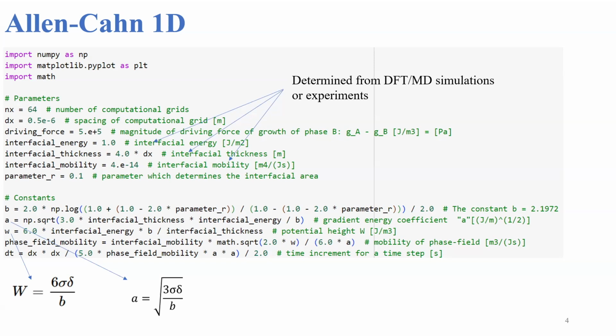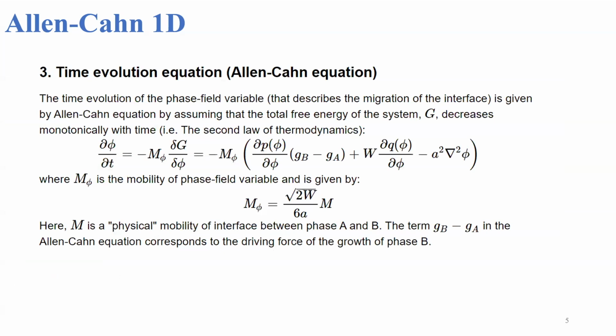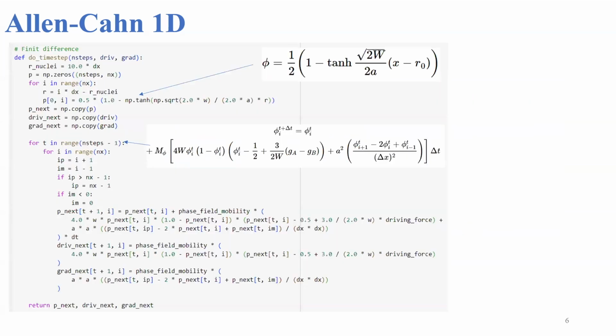Then we'll try to get the W and A that we defined in the previous slide, and the phase field mobility, which is related to them. And we can get the DT, which is the time increment, the time step. Then we can evolve the Allen-Cahn equation based on the rate of change of the field variable, which we can get from the equation on the right-hand side. Let's implement it, then maybe it will become clearer.